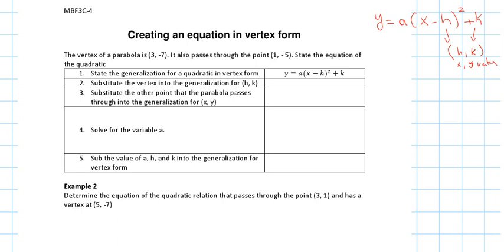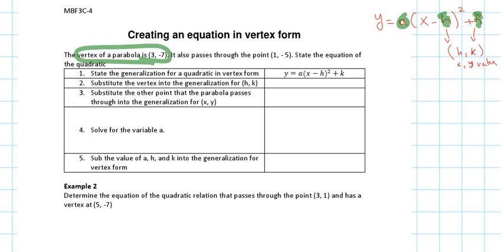Okay? So you see how we have a, h, and k? You're going to have to find values for these once I give you the 2 points. So here's the question. The vertex of a parabola is (3, negative 7). It also passes through the point (1, negative 5). The question is, state the equation of the quadratic.